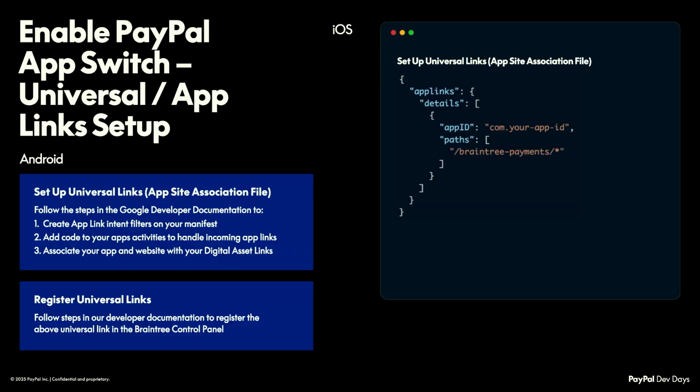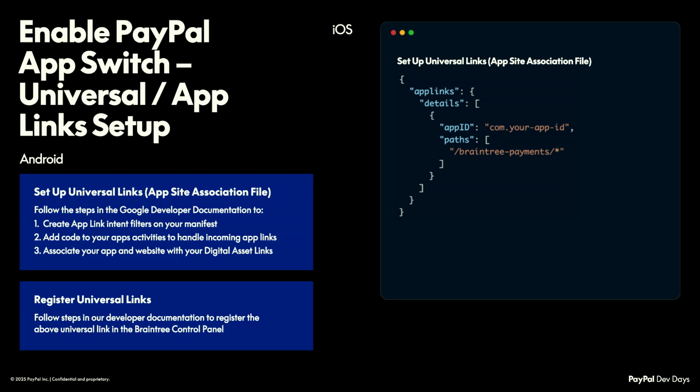From there, it's setting up the universal link. So this is the same for PayPal as it is for any other app that uses universal links to switch between 2 apps. For iOS, they use an app site association file. You host that on your website. You put in your app ID as well as a path. And our biggest ask here is just that the path is wildcarded because we append some details to the end of the path indicating whether it was a success, a cancel, and some other details to complete the payment.